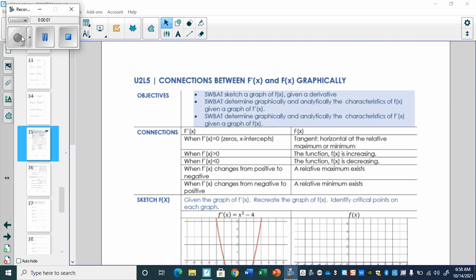Welcome back, guys. This is lesson 5, looking at the connections between the derivative and a function. So we know these basic characteristics that occur for a derivative and its function. So we're going to use those today.